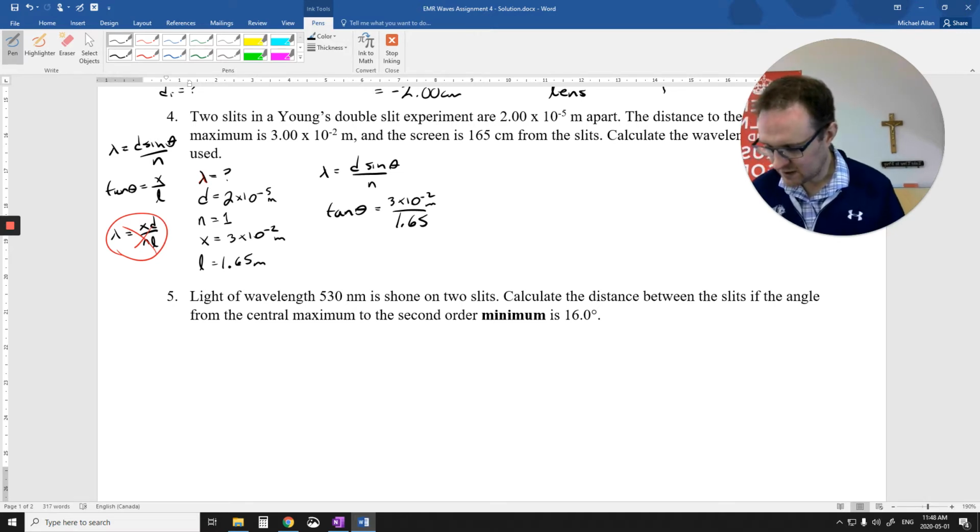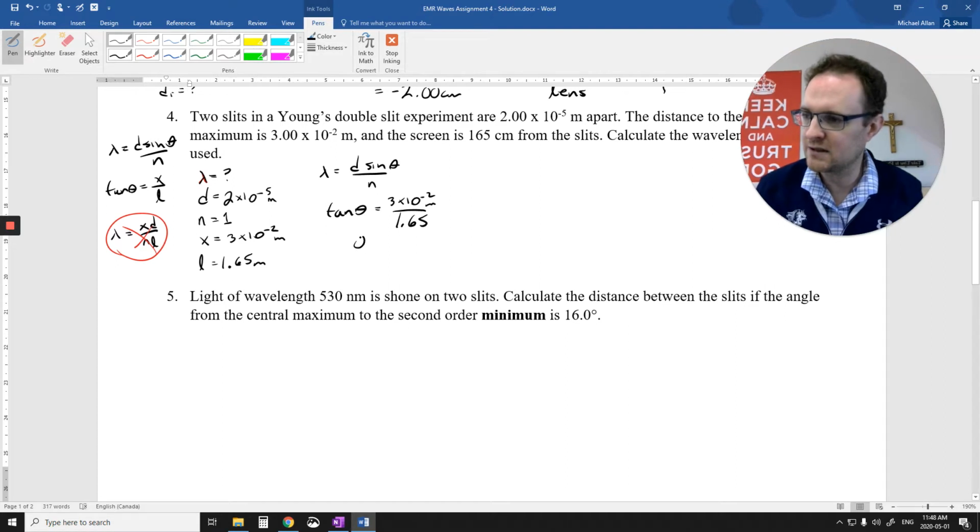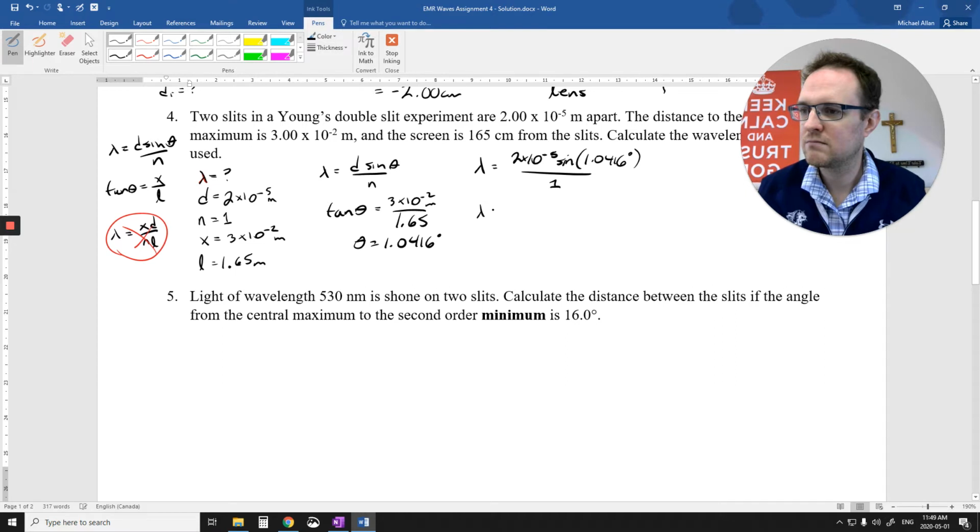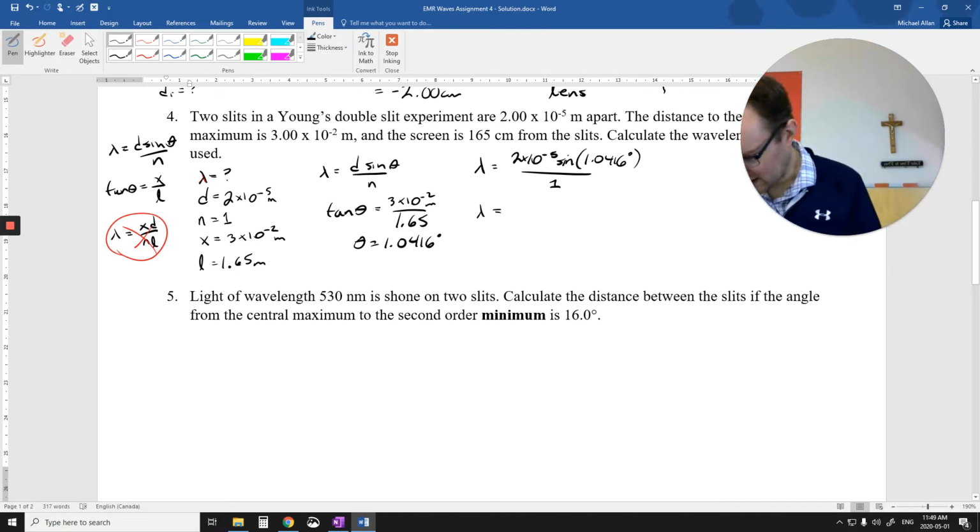Tan inverse. We get 1.0416 degrees when we do this one. Okay, so if I know the angle, that's about 1 degree, so technically I could use this bottom equation, but since I know the angle, why not just use the top equation? So let's put my d value in there, 2 times 10 to the negative 5 times sine of this angle that we just found, divided by n, which is 1. So technically, I don't have to divide by anything. So I go sine of this angle.